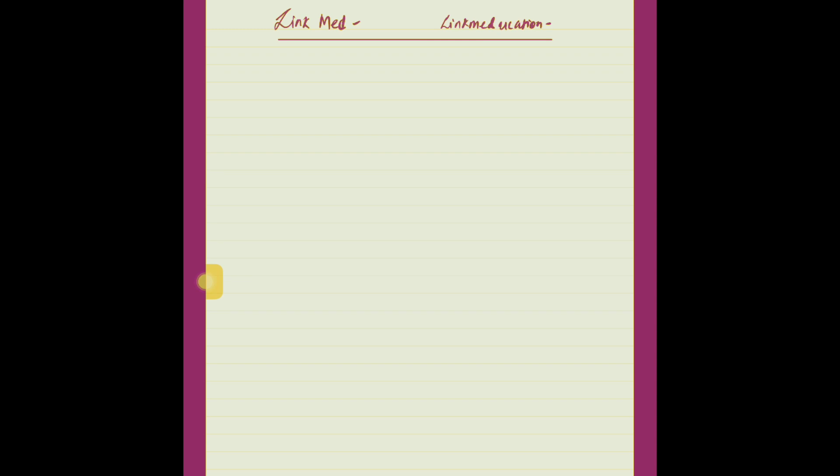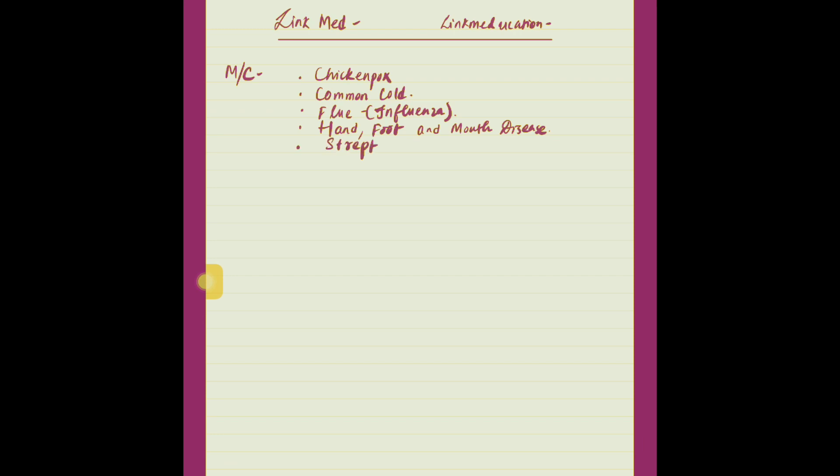Today, we will start with the infectious disease cycle. We will learn about the most common infectious diseases in children. The most common infectious diseases are chickenpox, common cold, flu or influenza, hand, foot, and mouth disease, and strep throat.